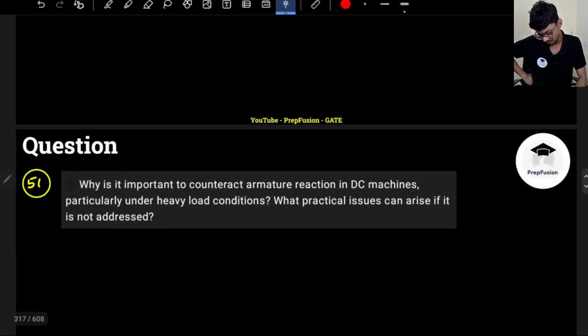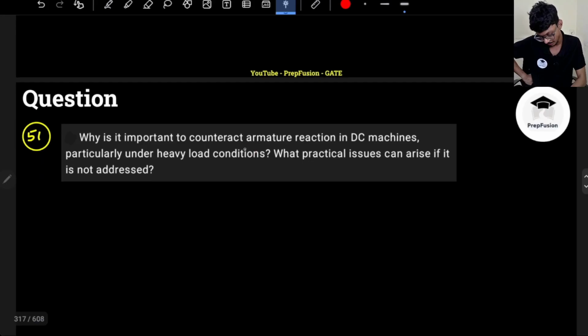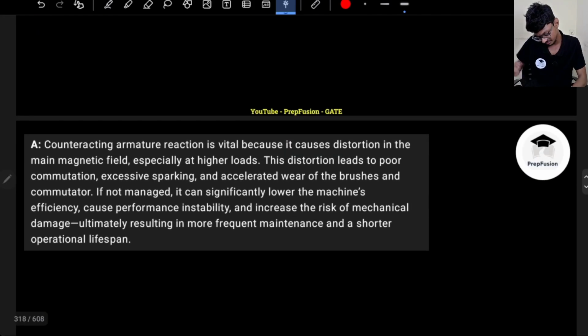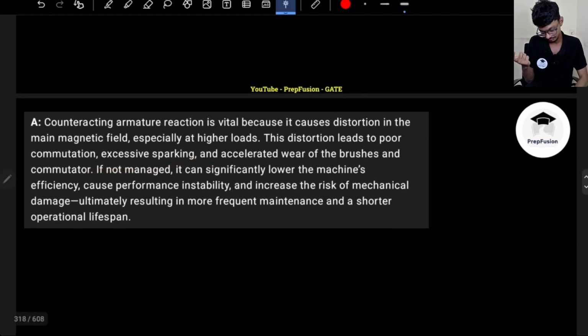Okay, another interview question: why is it important to counteract armature reaction in a DC machine, particularly at heavy load conditions? If armature reaction is there, there will be a commutation problem and excessive sparking, and of course if the MNA is getting shifted, the brushes can also get damaged. The main field flux and the overall EMF will be lower.